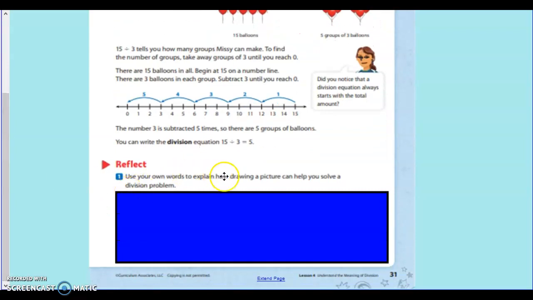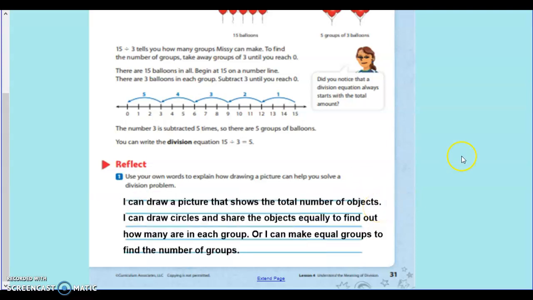So reflect in your own words. Use your own words to explain how drawing a picture can help you solve a division problem. Well, just as an example, I can draw a picture that shows the total number of objects. So if I've got 12 objects, I can draw 12 circles. Then I can draw circles and share them equally to find out how many are in a group, like my fish tank example kind of. Or I can make equal groups to find the number of groups, like the balloon example at the top of this page.